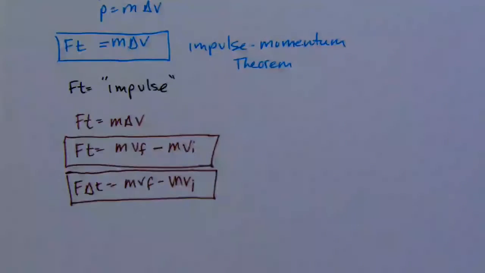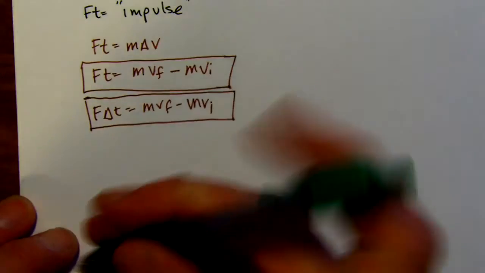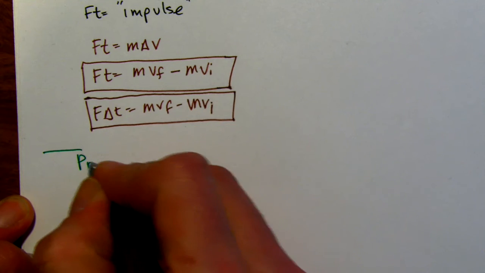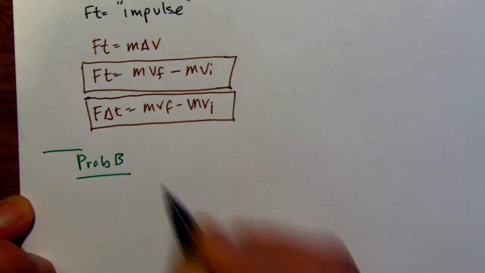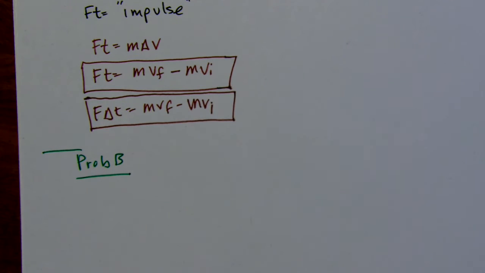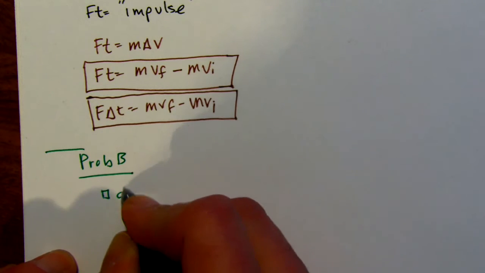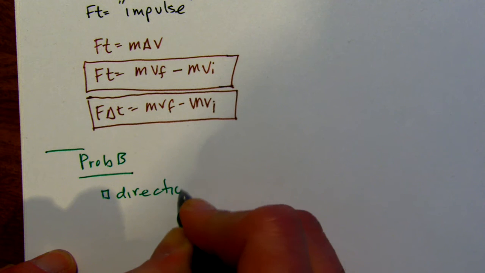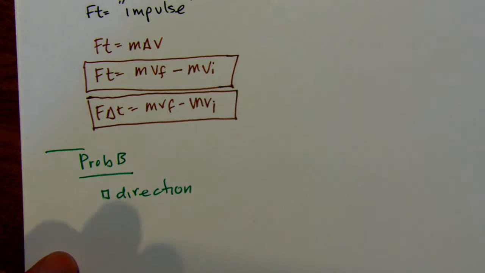There's a couple of equations that you might miss because we haven't used them in a while. Okay? So when we're looking at problem B, the practice problem B, make sure that you, of course, show direction. So when you're finished, you say to the right, to the left, and so on.